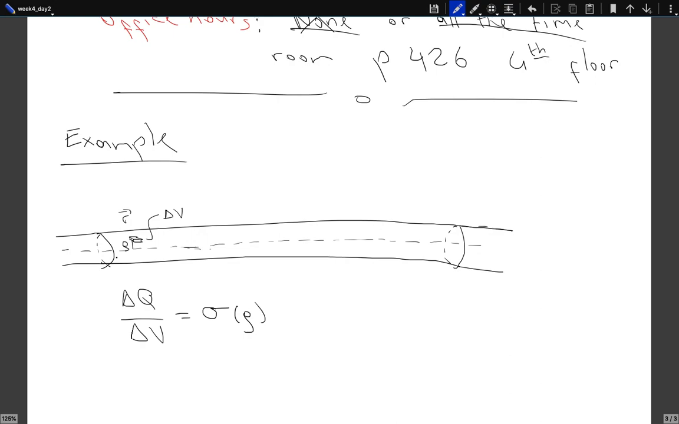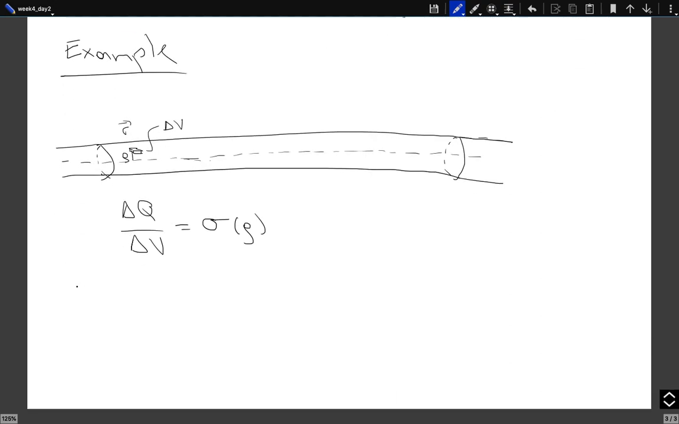Now, I would like to find the electric field at a point inside the wire. This is the radius of the wire. And I just pick some point inside the wire. Let's say this point, P. What is the electric field at that point?